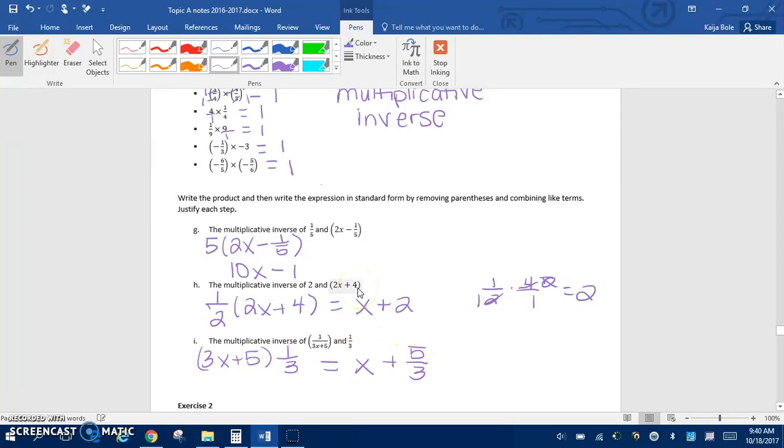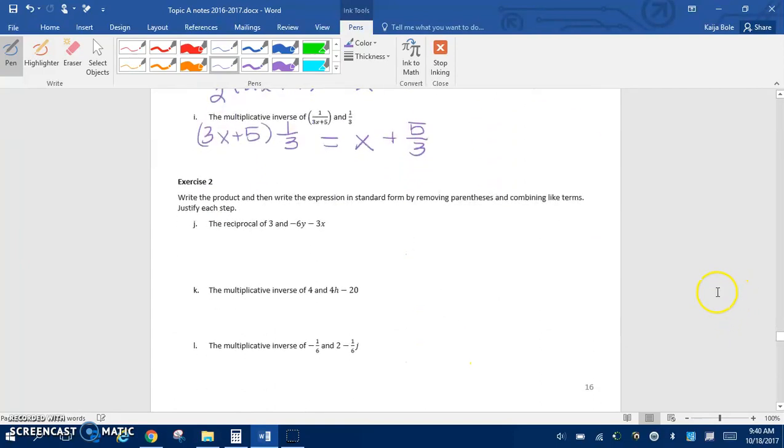Alright. So exercise 2 here. I want you to try this on your own. Remember that reciprocal and multiplicative inverse mean the same thing. If you need to write yourself a note, put reciprocal equals inverse. Alright, I want you to try these on your own, and then we will go over them in class all together.